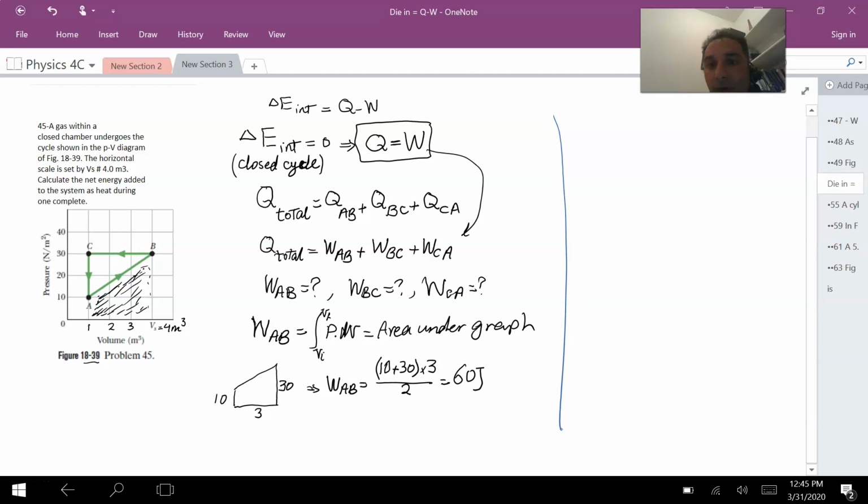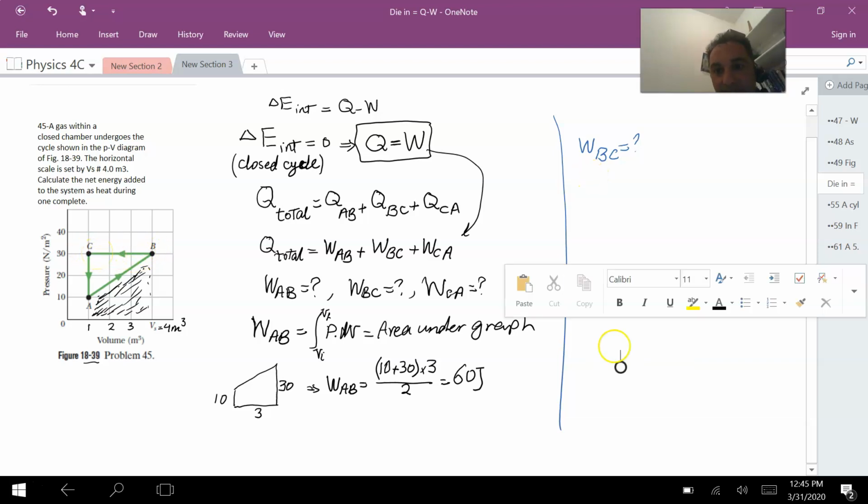Now I need to find W in the path of BC. In the path of BC, okay, this is much easier.